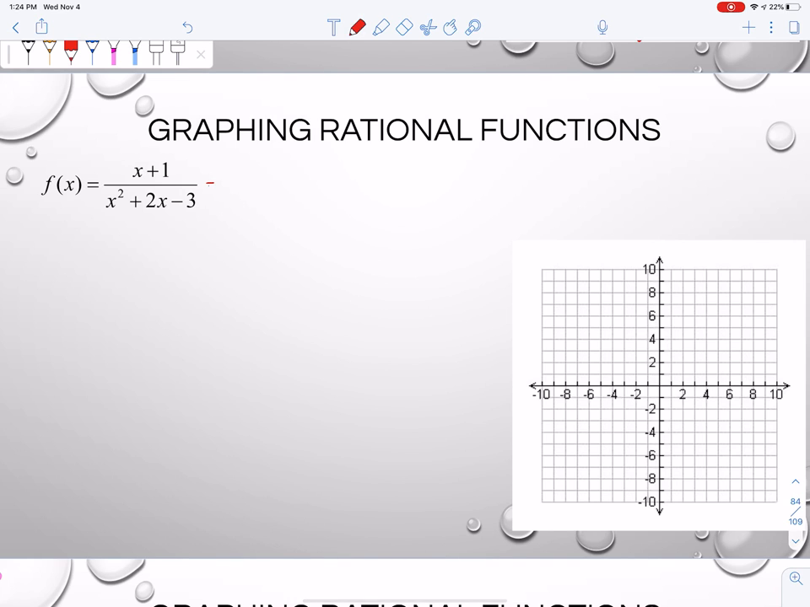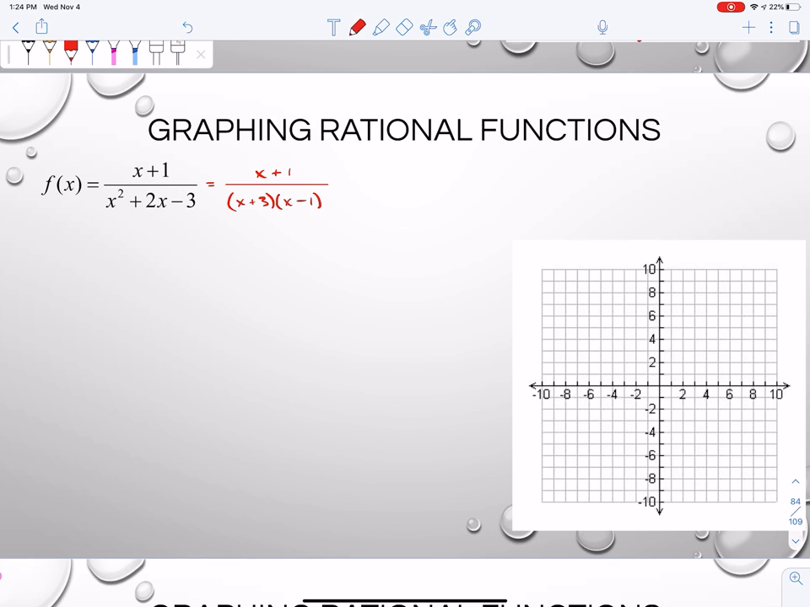So again, first thing I'm going to do, I'm going to go ahead and factor my numerator and denominator if possible. So the numerator is just x plus 1. My denominator here is going to be x plus 3 times x minus 1. So main thing I notice here is that nothing is going to cancel out.